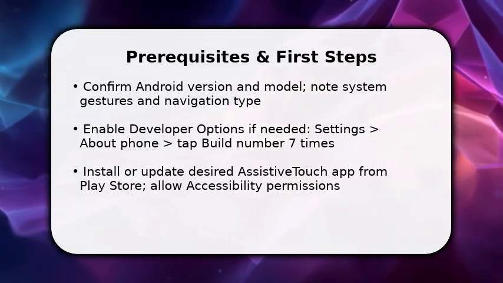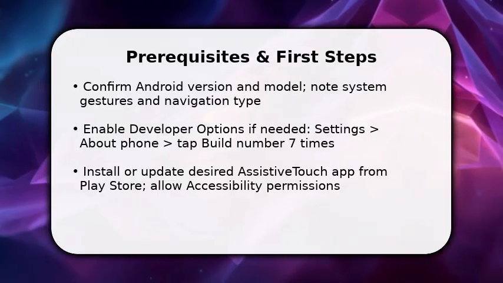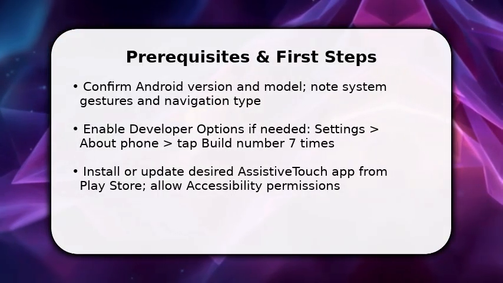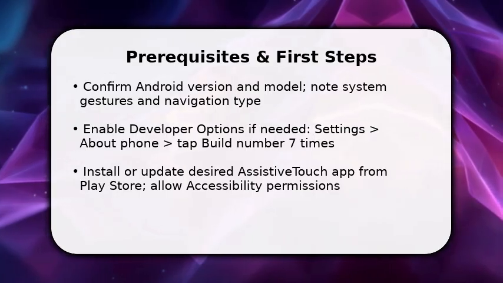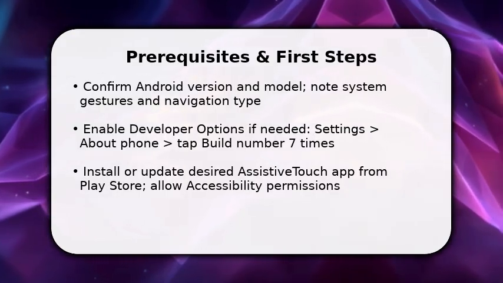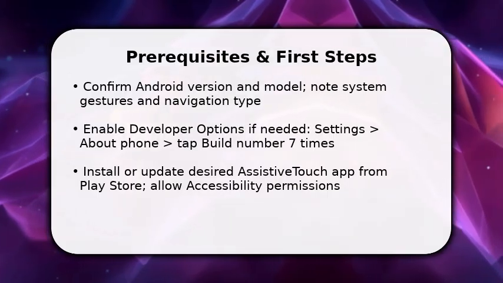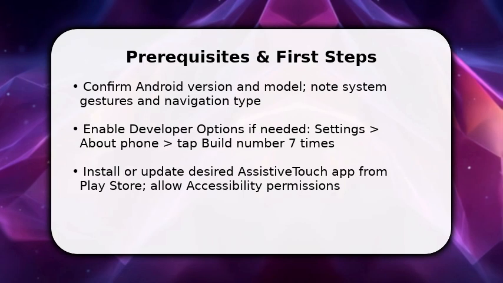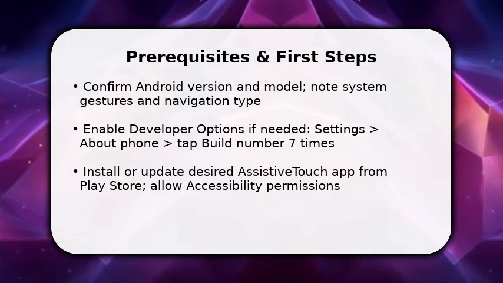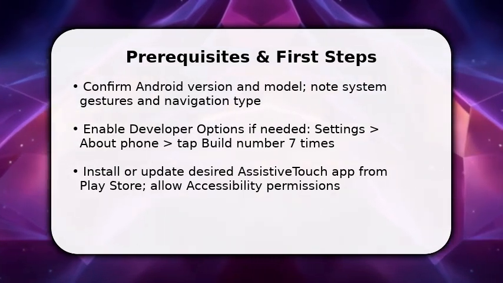Once done, enable developer options if the app requires debugging or overlay permissions. Go to Settings, About Phone, tap Build number 7 times. Then install or update the Assistivetouch app from the Play Store and grant accessibility and display over other apps' permissions so the service can run correctly.